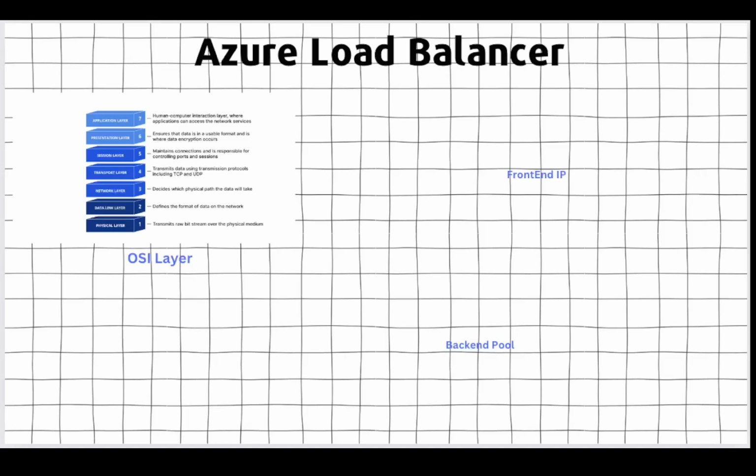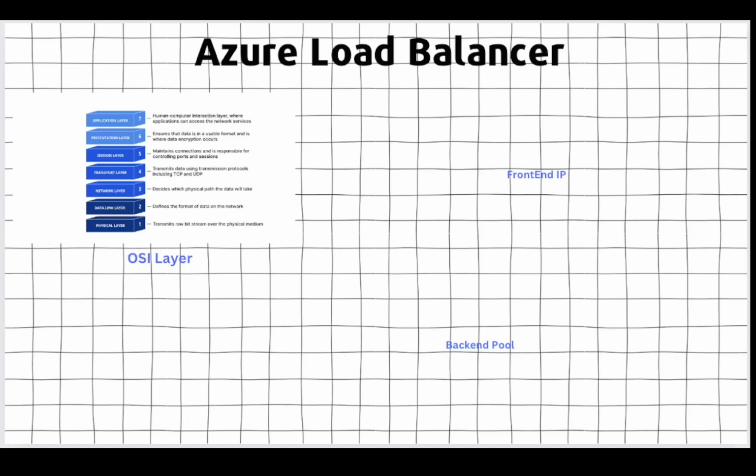P physical, D data link, N network layer, T transport layer, S session layer, P presentation layer, and A application layer. So now that that's out of the way, we understand the OSI model a bit. Let's understand the Azure load balancer.